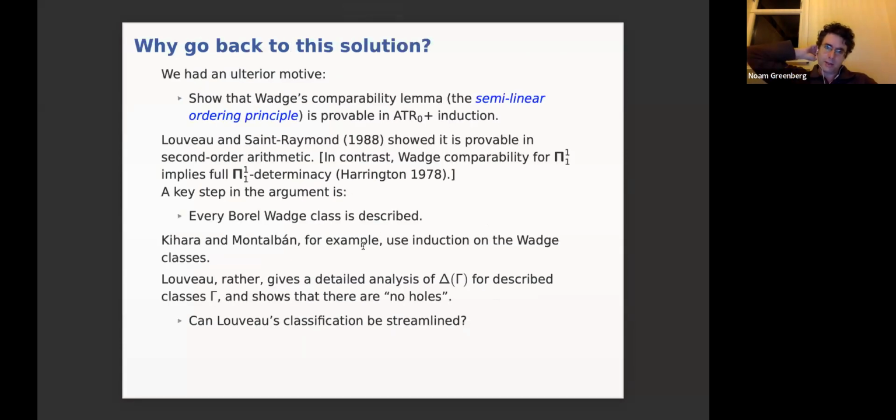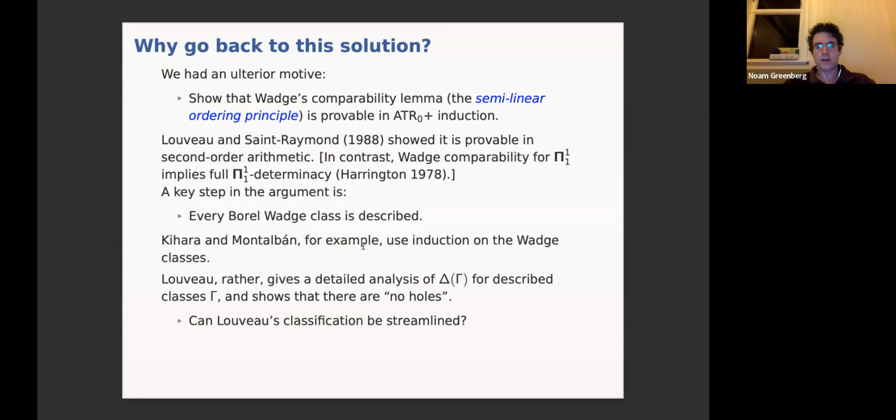So why look at Louveau's solution, which, while comprehensive, is not the simplest one? Well, we had an ulterior motive. The ulterior motive was we were trying to understand the reverse mathematical strength of Wadge's comparability lemma, that lemma that said for all A and B, either A is reducible to B or B is reducible to the complement of A. And we wanted to show that it is provable in the weakest possible system of arithmetic transfinite recursion.